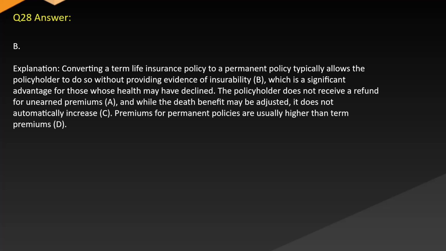Answer B. Explanation. Converting a term life insurance policy to a permanent policy typically allows the policyholder to do so without providing evidence of insurability. B. Which is a significant advantage for those whose health may have declined. The policyholder does not receive a refund for unearned premiums, and while the death benefit may be adjusted, it does not automatically increase. C. Premiums for permanent policies are usually higher than term premiums.